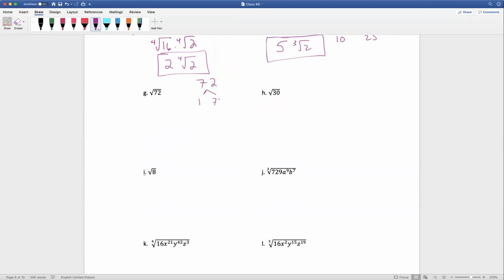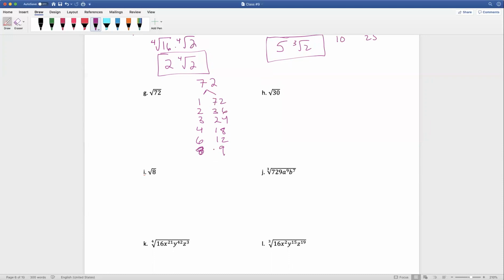So 72 is 1 and 72. It's 2 and 36. It's 3 and 24. It's 4 and 18. It's 6 and 12. It's, oh, sorry, 8 and 9. Lots of factors of 72.